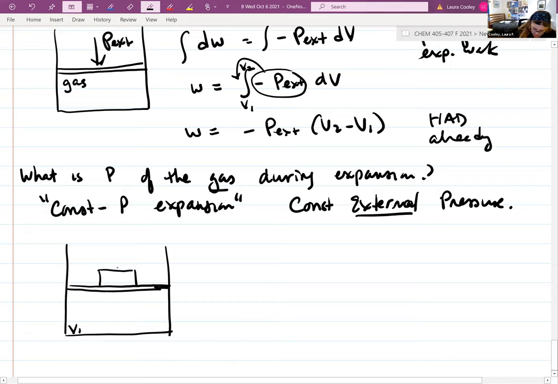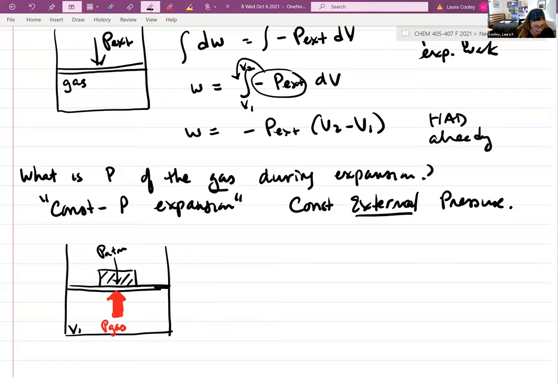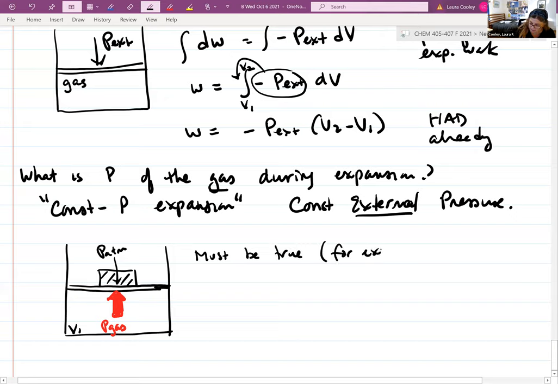And we can pretend that the atmospheric pressure is like a weight of a particular mass sitting on top of this gas. So this is like the atmosphere. Now, the gas has a higher pressure. And the reason I know this is because I'm setting this up as an expansion. The only way this gas is going to expand is if P gas, which is this here, is greater than P atmosphere. So it must be true for expansion that P gas is greater than P atmosphere.